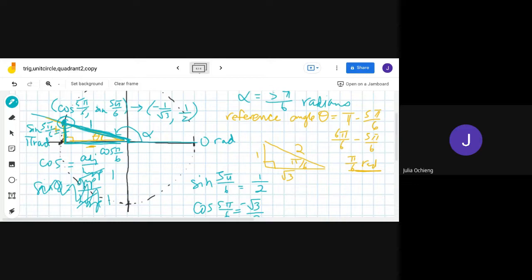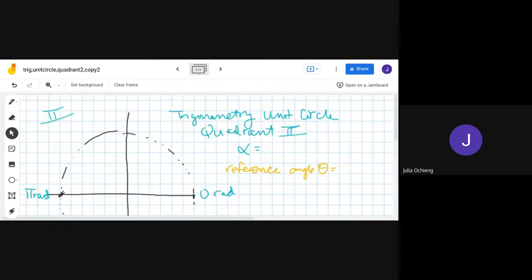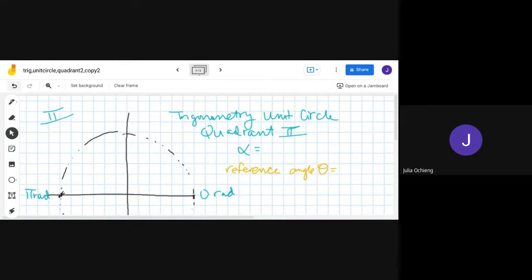Okay. So we're going to do another angle, and this time we're going to do 3 pi over 4. See if you can find the sine, cosine, and tangent of 3 pi over 4. As we said, we are going to take a look at the angle 3 pi over 4 radians.